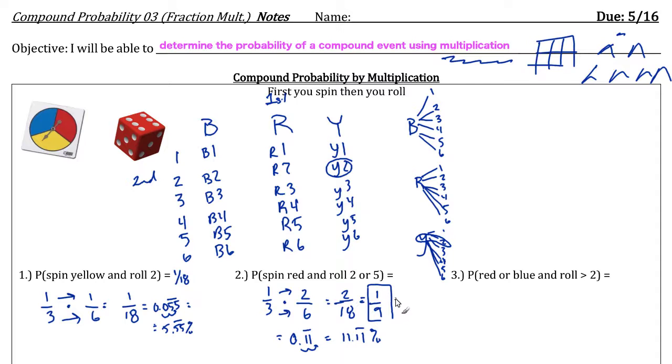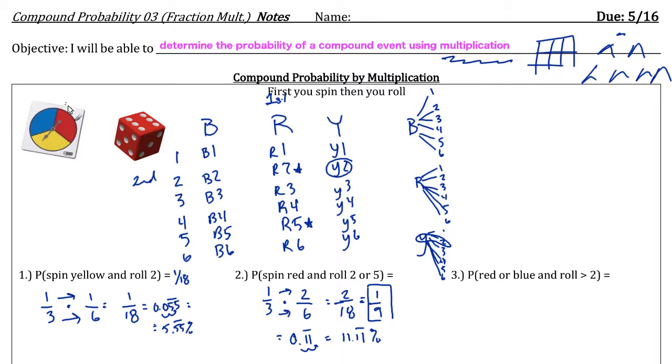And let's see if that matches 2 out of 18. So we want a red 2 or 5: red 2, red 5. That's 2 out of 18. But see how it's much easier just to multiply the fractions? So let's do it again.